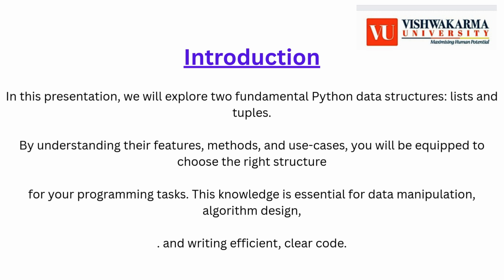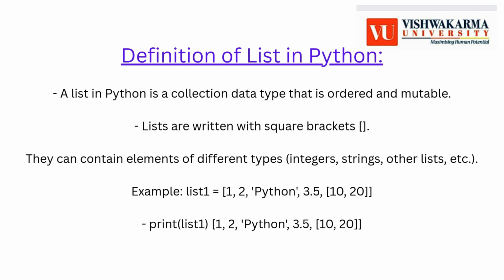So let's see the next slide. In the next slide we will see the definition of list in Python. A list in Python is a collection data type that is ordered and mutable. Lists are written with square brackets. They can contain elements of different types like integer, string, other lists, etc.